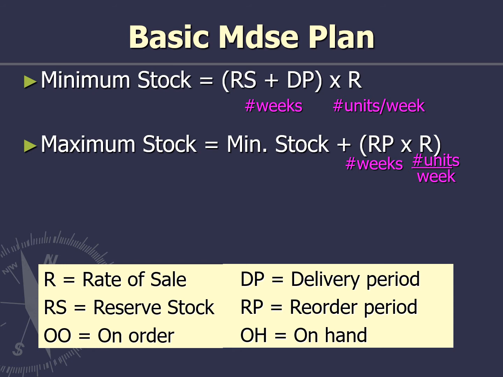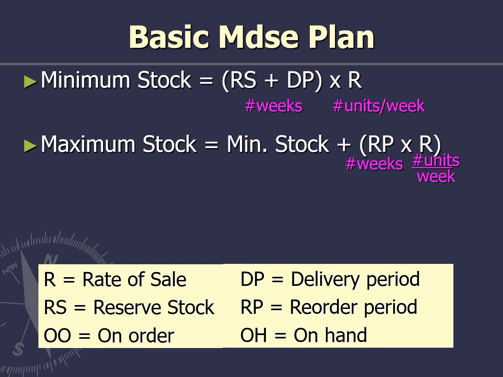Then we can also plan what should be the maximum stock, the amount of stock that we don't ever want to go over. That would be the minimum stock plus the RP, which is the reorder period, how often we can place an order. This is more like a regular automatic reorder system, so we want to know how often, regularly, we want to place orders. That's what the reorder period is.